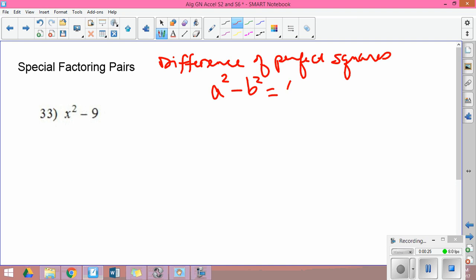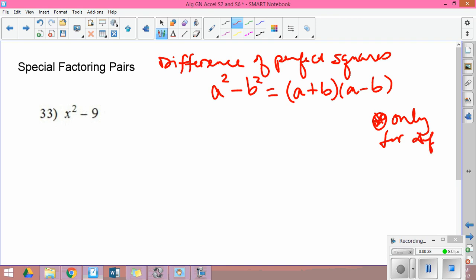It will always factor into the square root plus the square root and the square root minus the square root. Note, this is only for subtraction, only for difference. It does not work for addition. Okay, so make sure that you only are using this for subtraction. It does not work for addition.